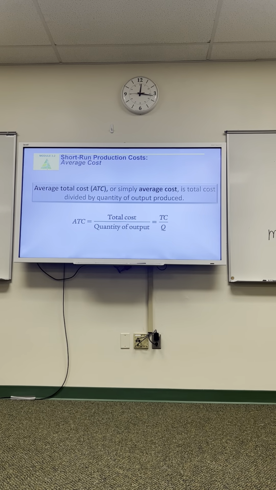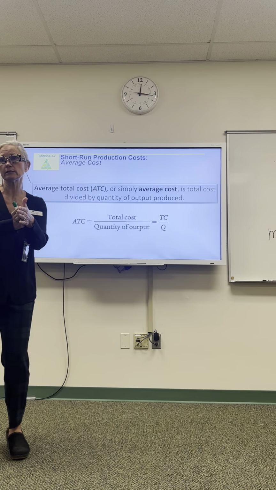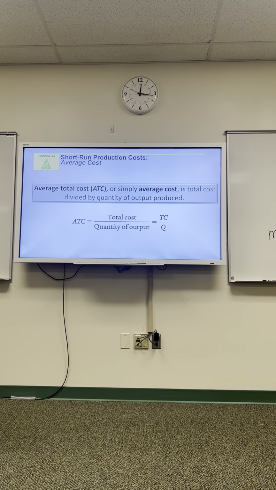So instead of looking at the incremental increase of total cost at each point along the way, you're just basically saying, here's the total cost, we're dividing that by the amount of output, and that gives you the average across the board, along all the amounts of different quantities of output, okay?